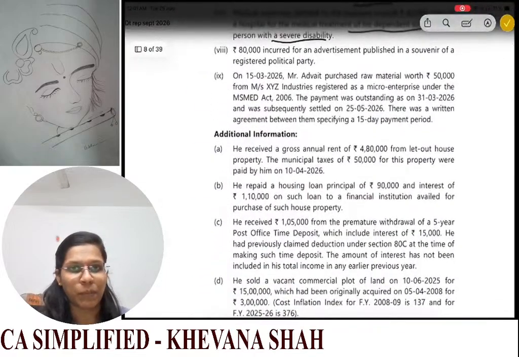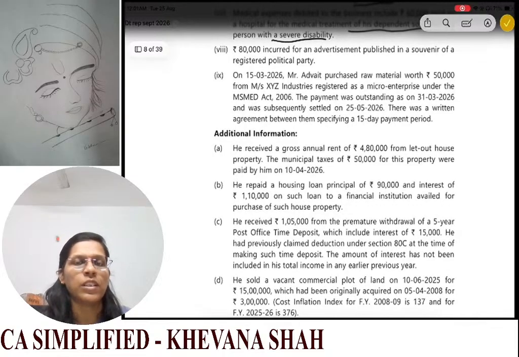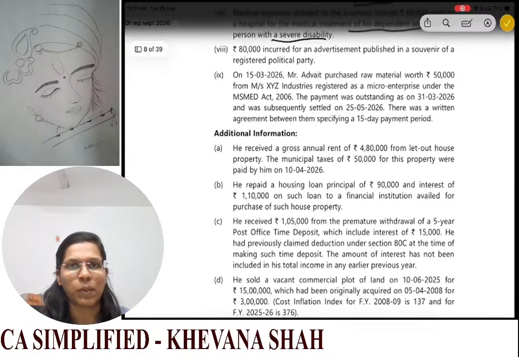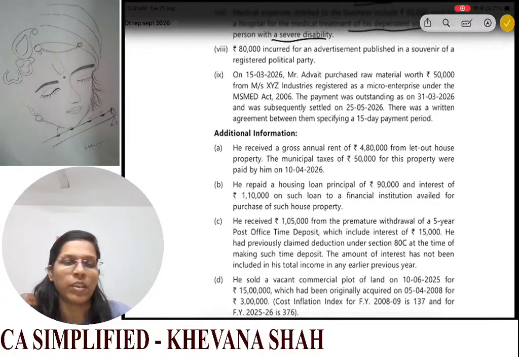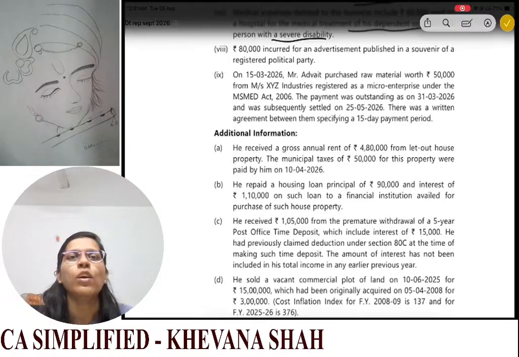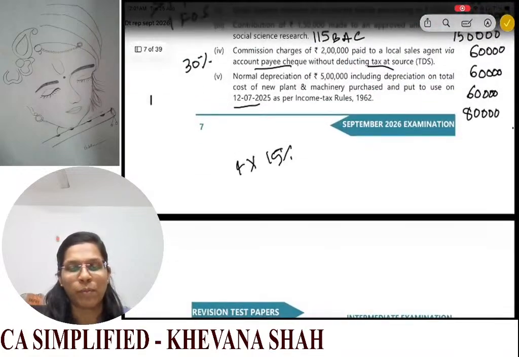Then you have MSME payment. Now see, for MSME payment, we have 50,000 that is to be paid. Purchase date is 15/3 and payment is made on 25/5. Now as per the MSME Act, this payment is relevant. Okay, there was a written agreement between them specifying a 15-day payment period. So since this is not taken properly, you need to add it back again.